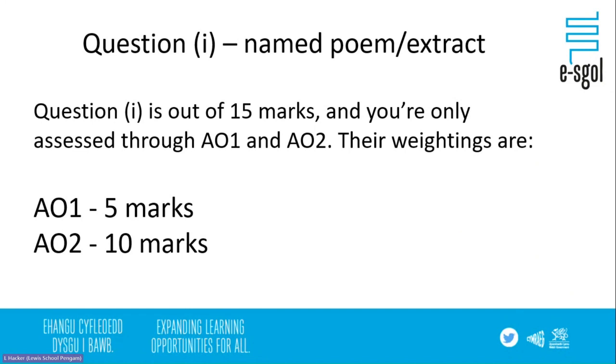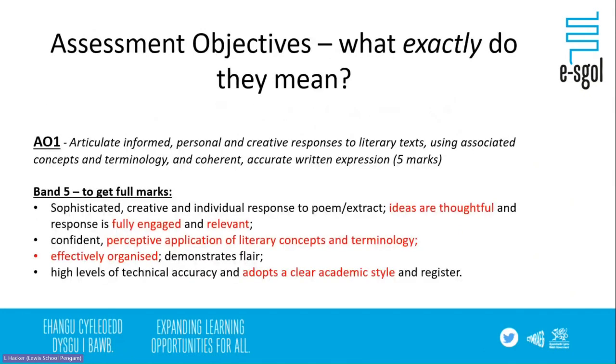It's out of 15 marks and you are only assessed through AO1 and AO2, and the weightings are as follows. AO1 is worth 5 marks and AO2 is 10 marks. So let's have a little look at those in a bit more detail. The assessment objectives then, what exactly do they mean? So assessment objective 1, our bread and butter AO, is your ability to articulate informed, personal and creative responses to the literary texts using associated concepts and terminology and coherent, accurate written expression. So that's worth 5 marks for this particular question.